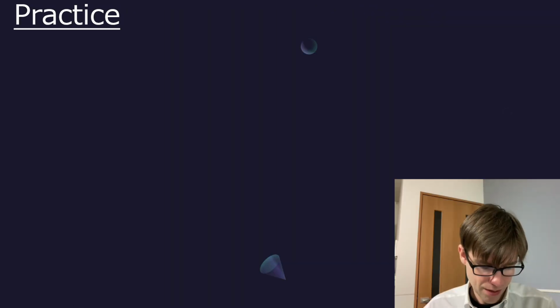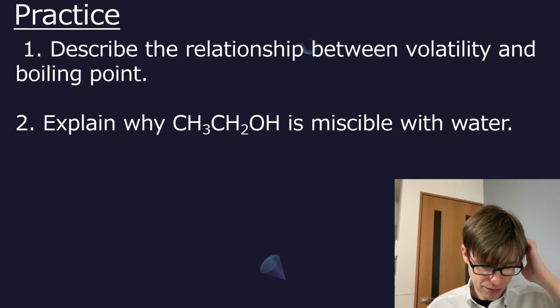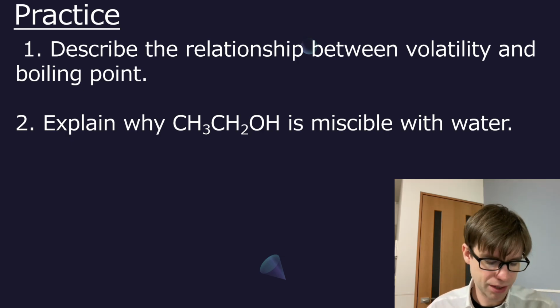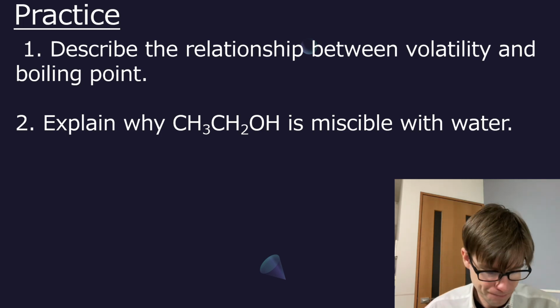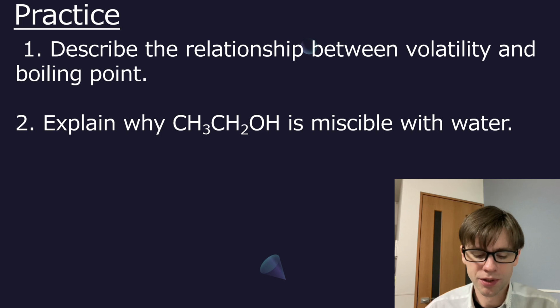Practice then, what do we have? So first, describe the relationship between volatility and boiling point. As I mentioned before, they're inversely related. Something that has a high boiling point has low volatility. Its molecules do not enter the gas phase very easily. Something with high volatility has a low boiling point. Its molecules easily and frequently enter the gas phase.